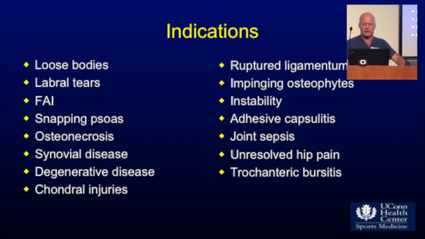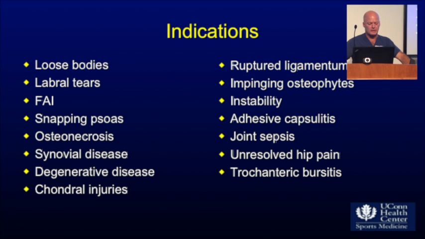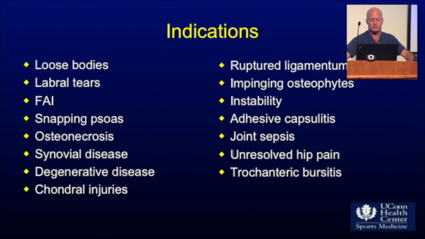Instability is being bantered about in the literature. Subtle subluxations, capsular-related instability from aggressive prior surgery. Adhesive capsulitis of the hip. Joint sepsis, that's a stretch, but we do it in kids. Unresolved hip pain for diagnostic arthroscopy, and then trochanteric bursitis. So what are the contraindications?